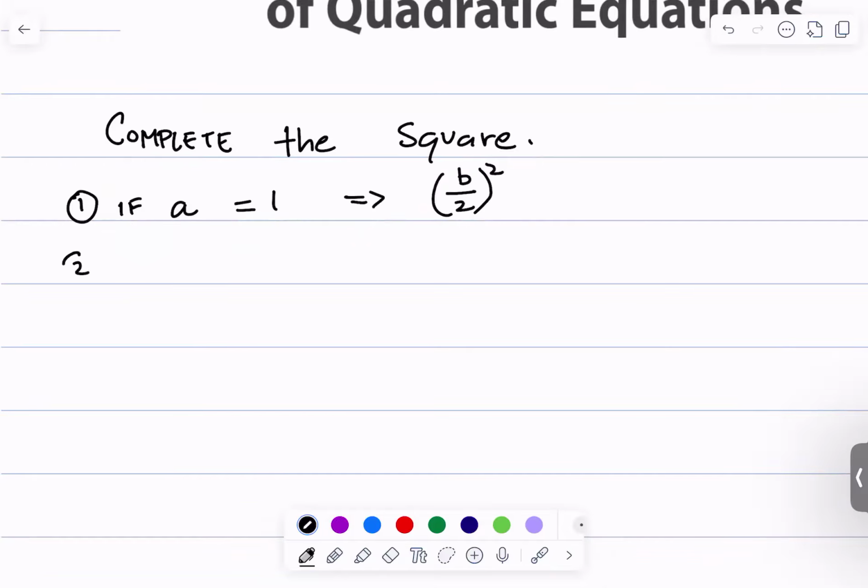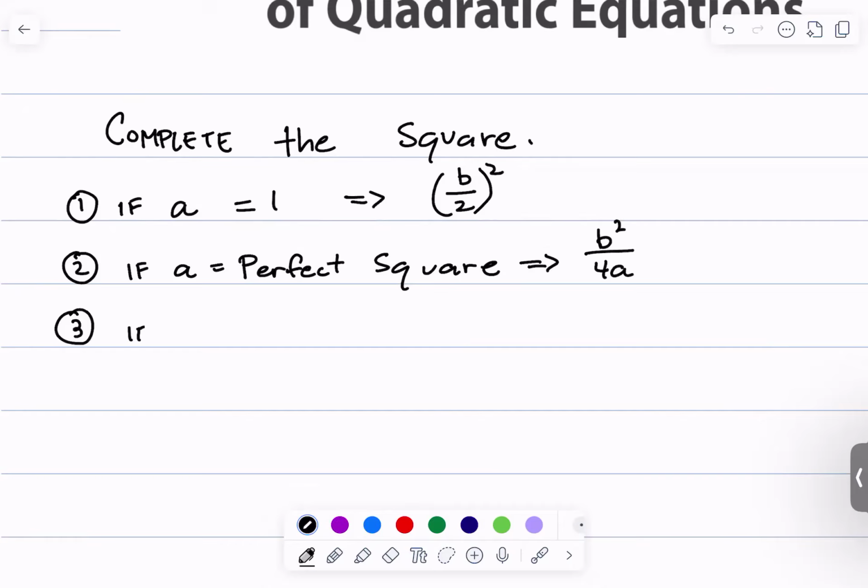The second rule is if A is a perfect square, then we are going to use B squared over 4A to complete the square.